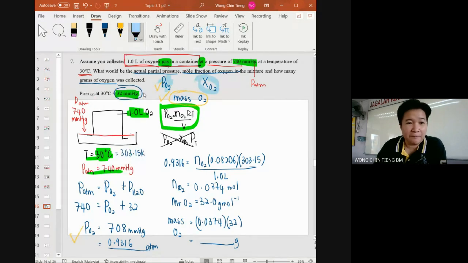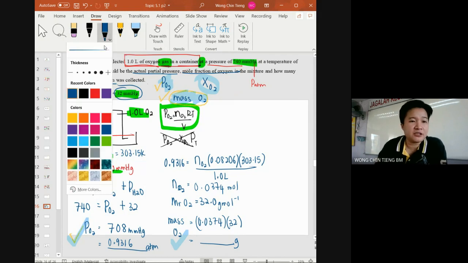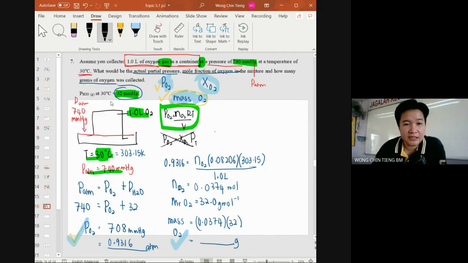So we are done with the partial pressure. Done. We are done with the mass of oxygen. Done. So sekarang nak cari partial pressure. So nak cari partial pressure, kita akan guna of course the formula yang ada partial pressure lah. So the PO2 equals to the mole fraction of O2 times the P total.